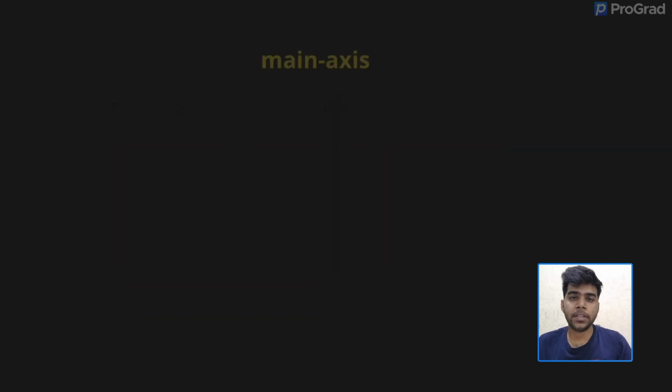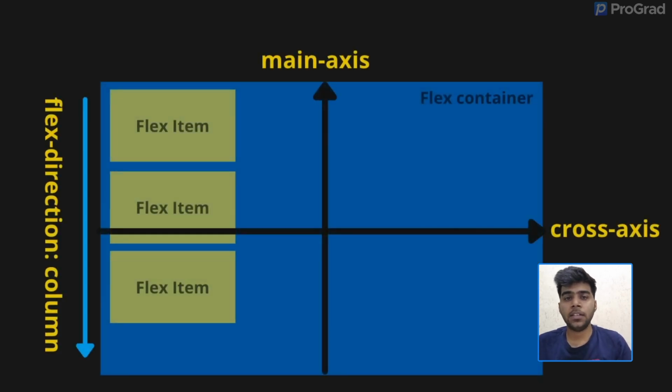And when flex direction is set to column, the main axis is going to run vertically and the cross axis is going to run horizontally. These axes play an important role for defining the alignment and spacing between flex items inside a container. But for now, we have to just understand the orientation of these axes based on the flex direction property. We will understand its working later in this video.